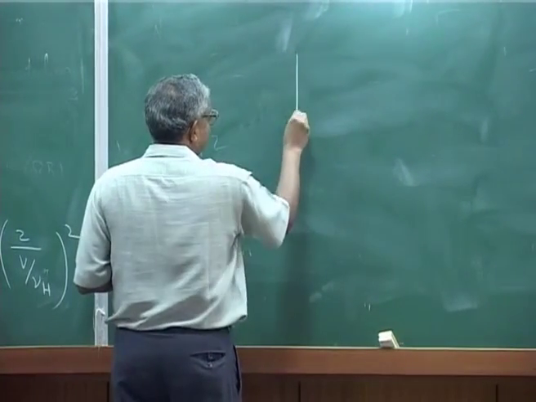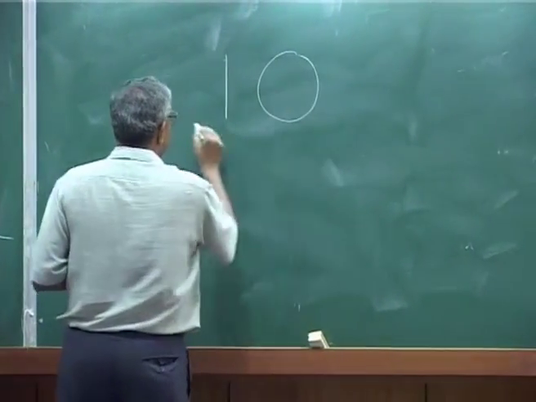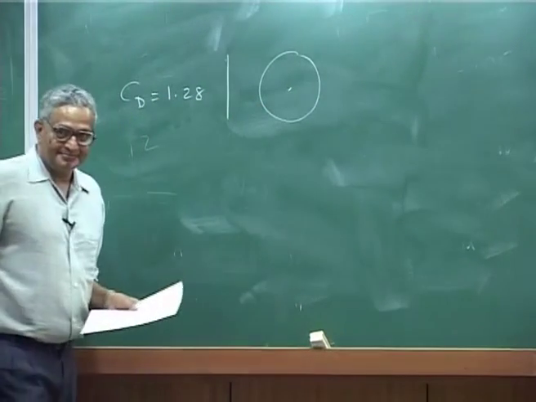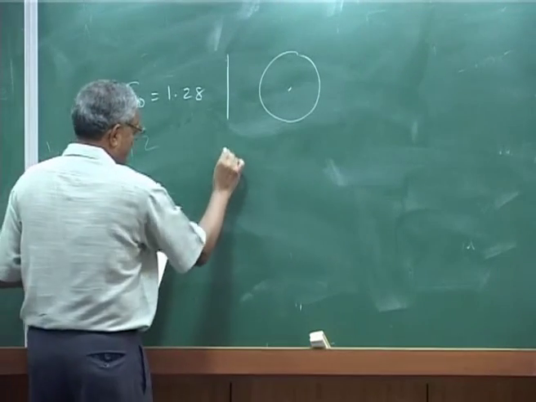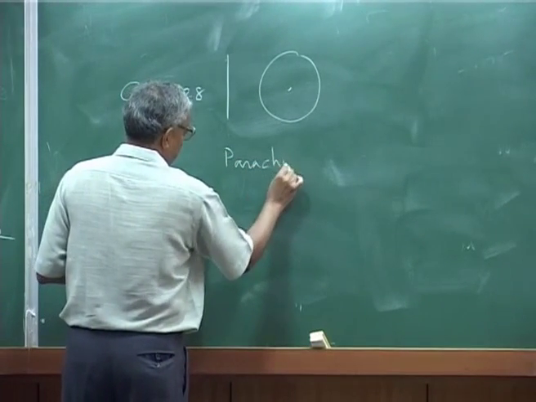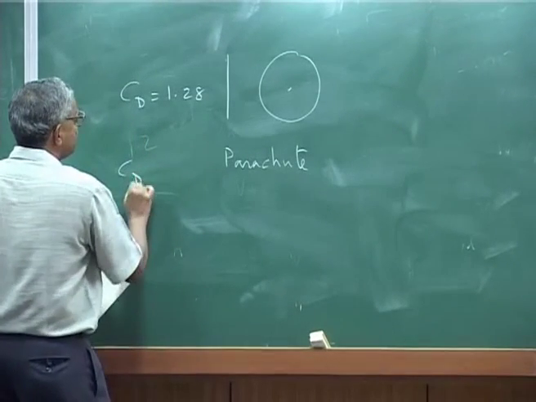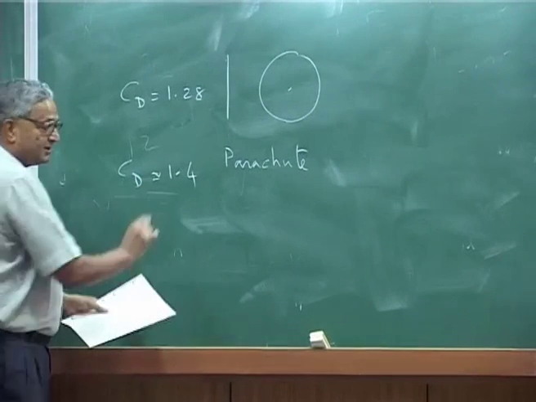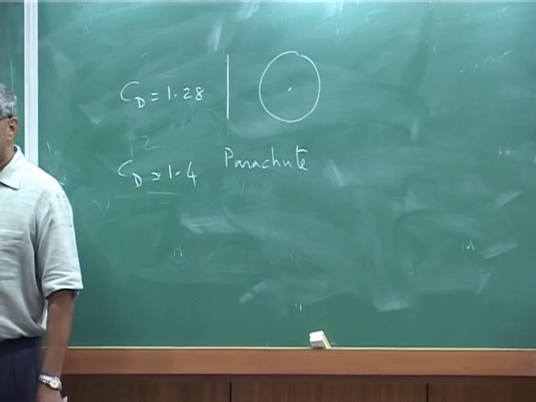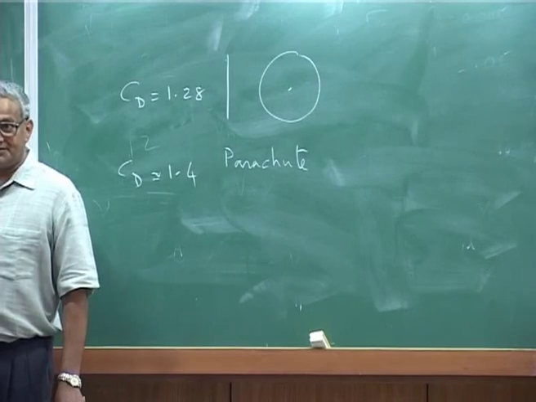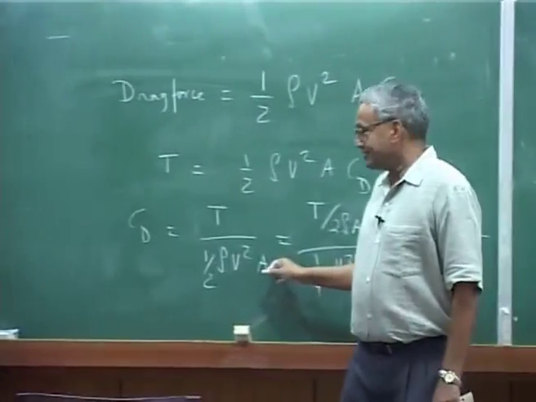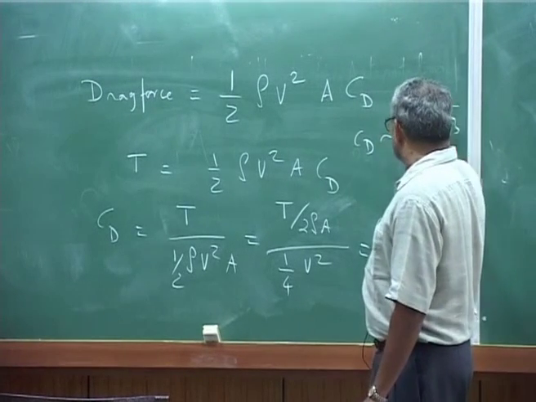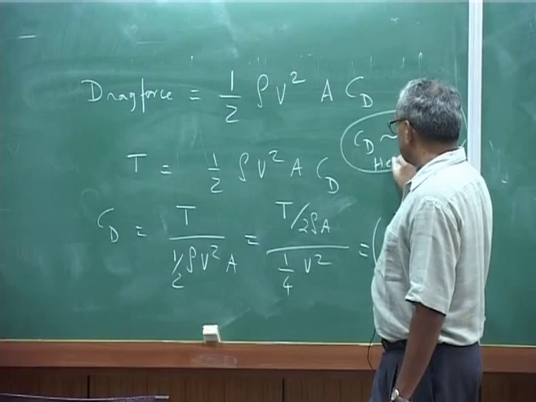So, a plate, this is a circular plate, its CD is 1.28, but if it is a parachute, that CD is 1.4 approximately. And for this, it is around 1.2 to 1.3. CD for the helicopter rotor is in the range of... for helicopter rotor.